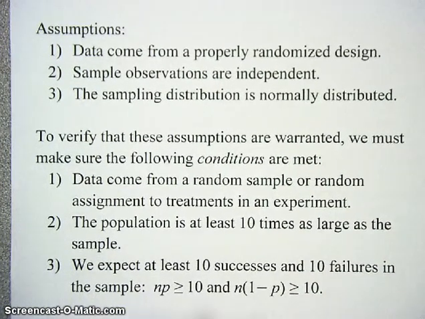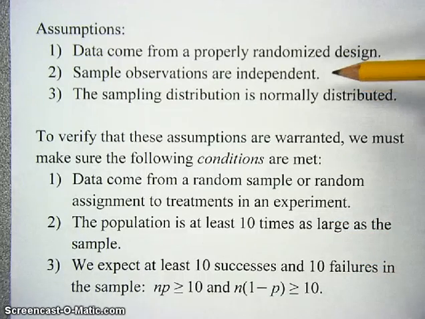If the data come from a random sample or from random assignment to treatments in an experiment, then we have a properly randomized design, and assumption 1 is warranted. If the second condition is met, the population is at least 10 times as large as the sample, then we can assume that the sample observations are at least approximately independent, and therefore the second assumption is warranted.